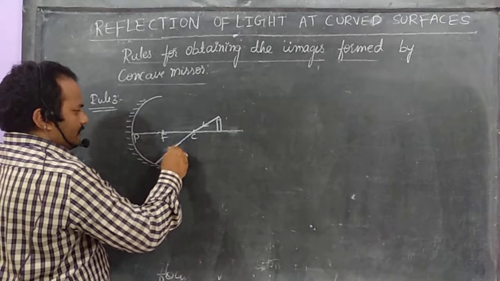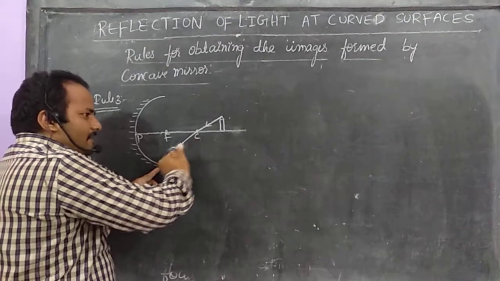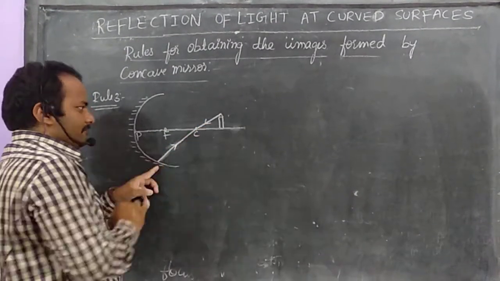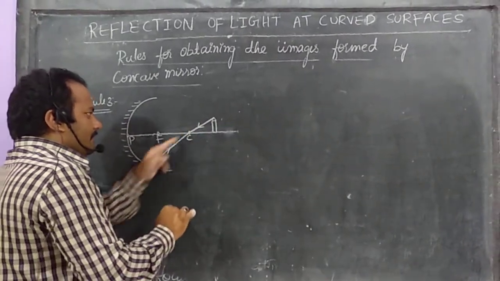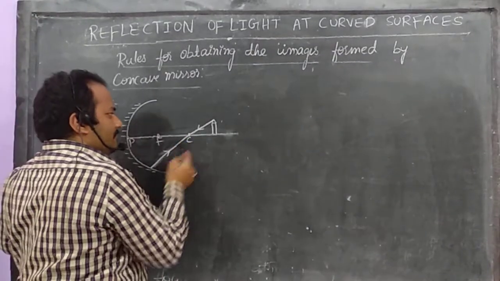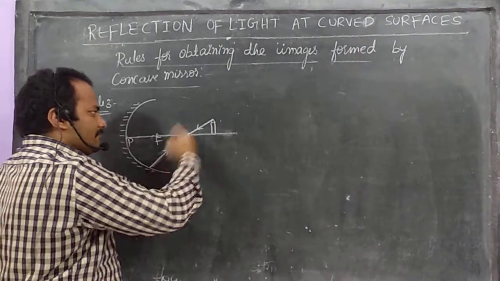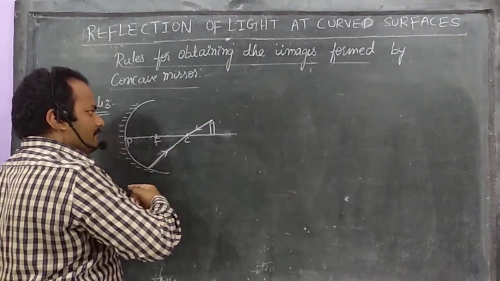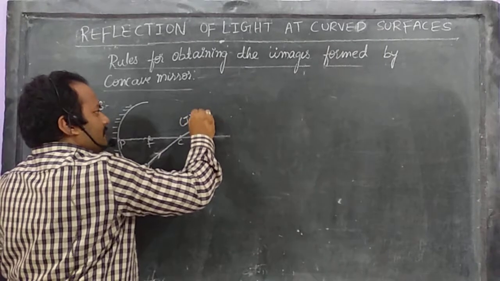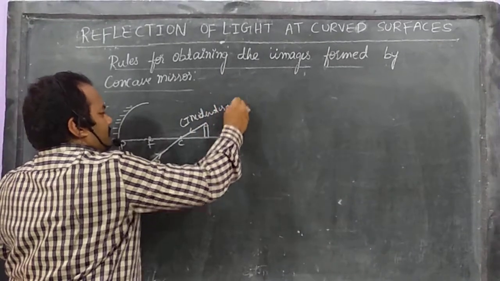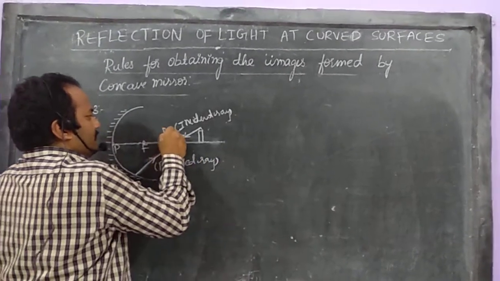After falling on the concave mirror, the reflected ray is moving back on the same path, but in the opposite direction. See, the incident ray and reflected ray are on the same path, both moving along the same path but in opposite directions. So this is your incident ray and this one your reflected ray. And which rule is it? This is your rule 3.